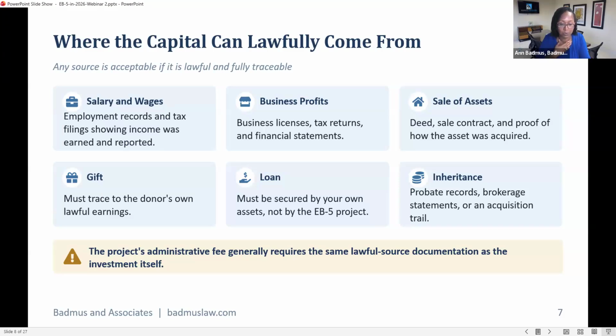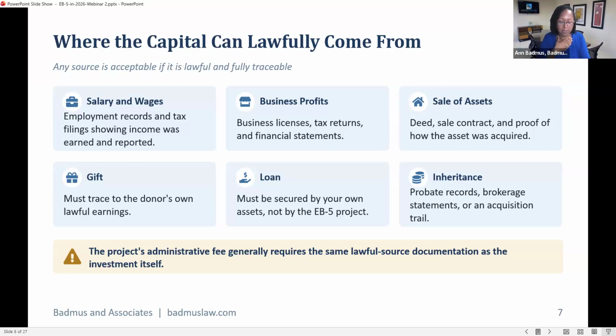So if someone is so generous as to give you a gift in order for you to invest, then it's important that you be able to show how the donor, the person who gave you the gift, obtained their funds. So they would have to prove many of the same things, like their salary and wages, business profits, sale of assets. How did they obtain their funds? We must not only trace your funds, or the gift that you say you received, but we must also trace how that donor, the benefactor, obtained their funds to give you that gift.